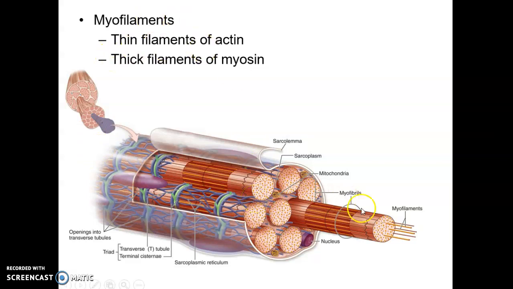Okay, so the thin filaments, which aren't labeled here, but they would probably be the little red ones here. The thin filaments are made up of the protein actin for the most part, and the thick filaments are made up mostly of myosin protein.